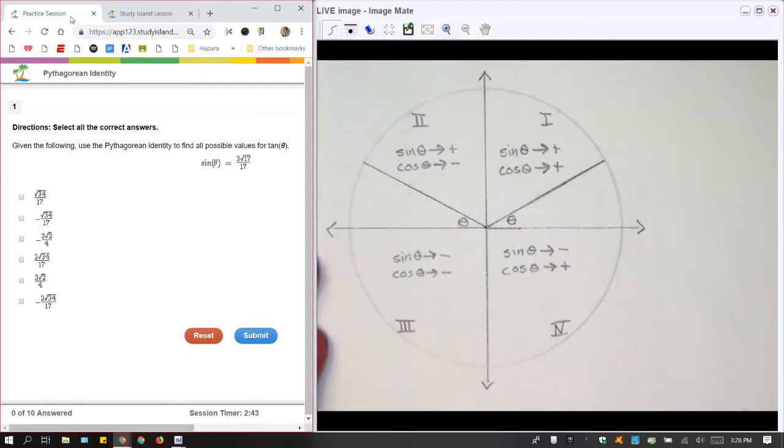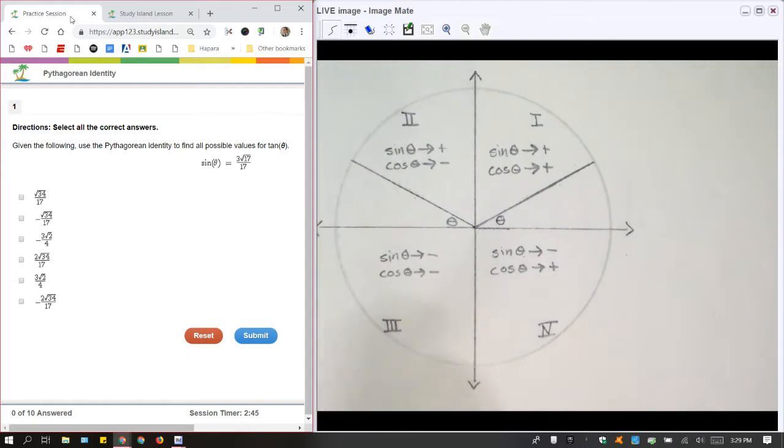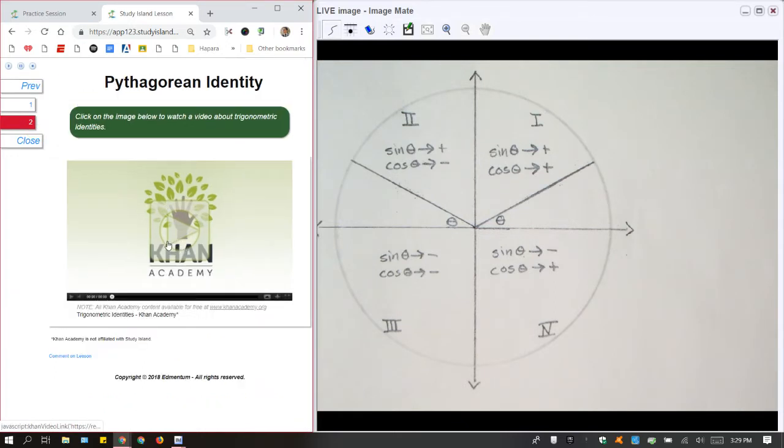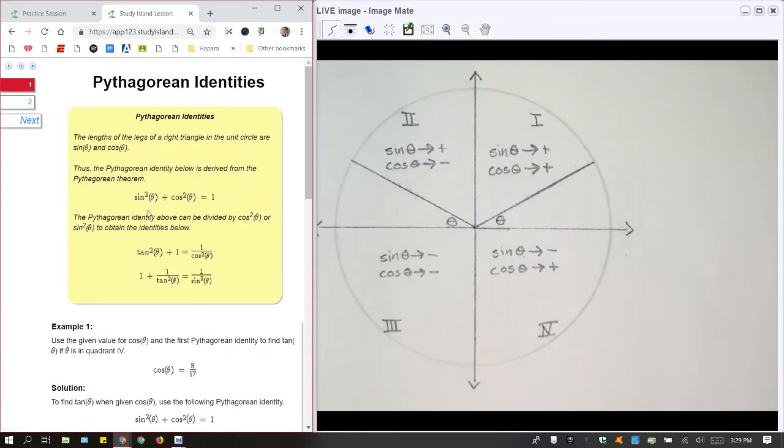The next thing you have to remember are the Pythagorean identities. These are written down right here in the lesson. You should have this tab open. If you don't know where these came from, go to the second tab, watch the Khan Academy video right here in this tab. It'll explain pretty clearly where these come from. And if you are not sure, after you watch that video, let me know and I can explain it a little better. But here's the main one.